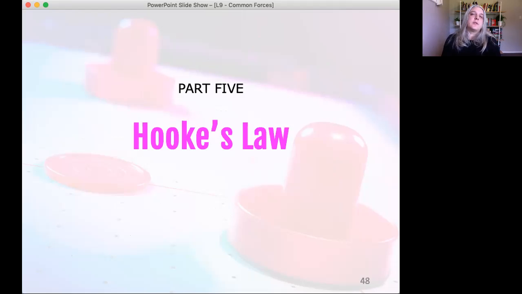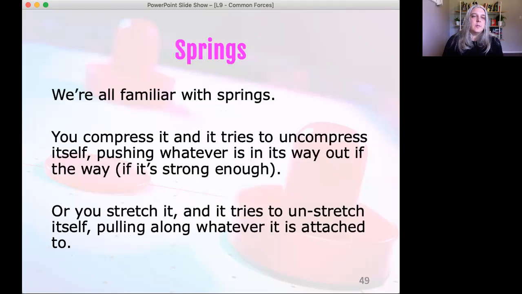And finally, we're introducing a new concept here, which is Hooke's law. So far, every object we've looked at, we've just treated as if it's perfectly rigid. It can't be bent or squashed or compressed or stretched in any way. But of course, there are things that can be squashed and stretched and compressed. And we are talking about springs.